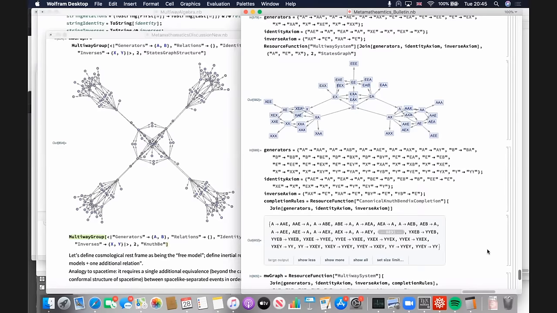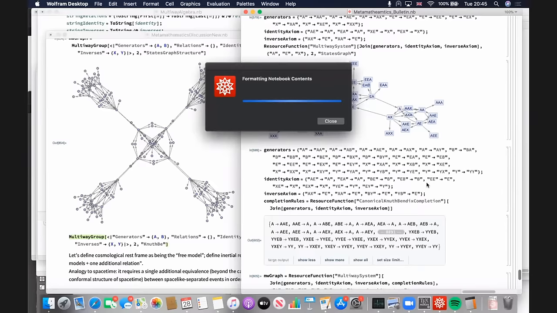It takes a moment to render because it's quite a complicated object. But basically, you take some algebraic structure, you apply all possible Knuth-Bendix completion rules to it, and therefore you get the maximally non-free version of that algebraic structure, because it's now the free version of that structure in which all possible relations have been applied.